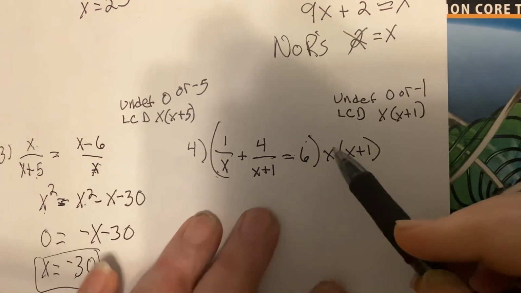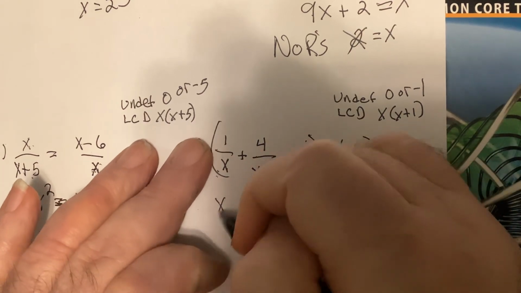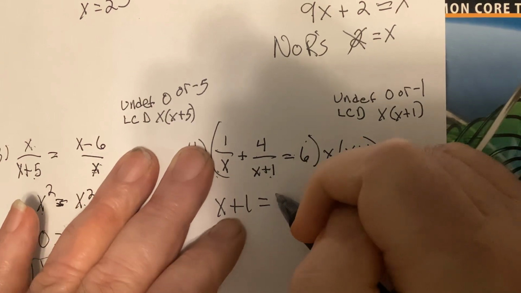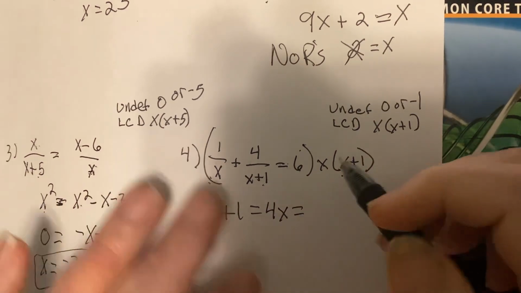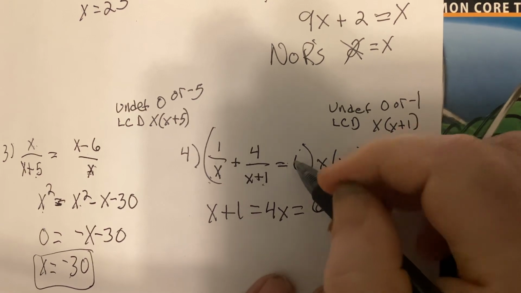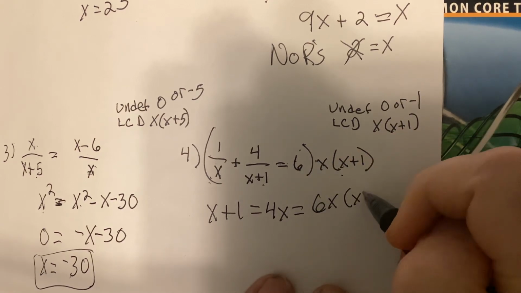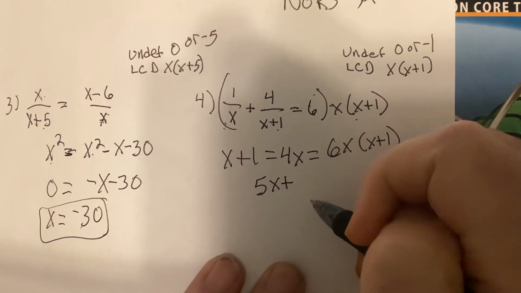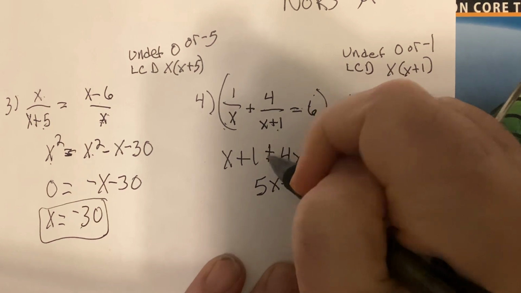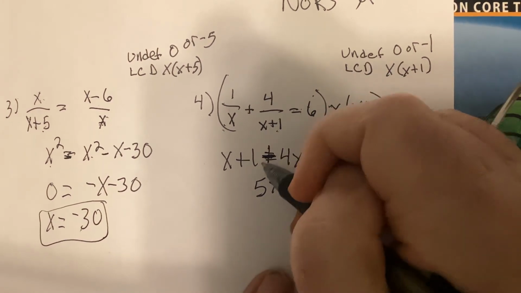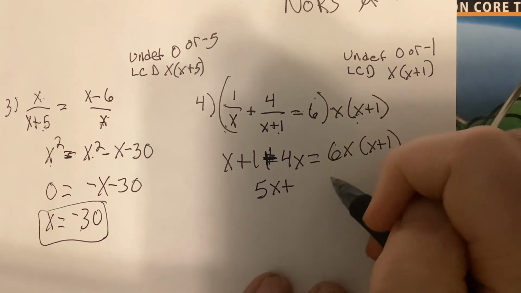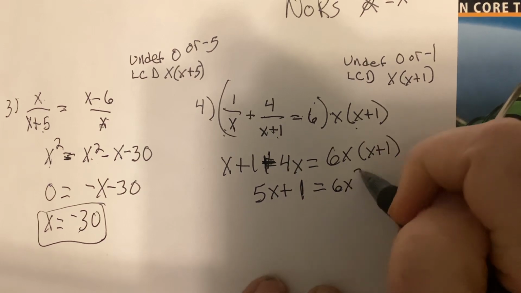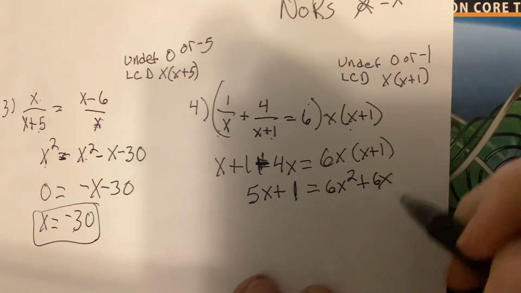So the x cancels, so you'd have x plus 1 times 1. The x plus 1's cancel, so you'd have 4 times x. And here you would have 6x, 6 times x plus 1. So this would be 5x plus 1. Oh, here I made a little boo-boo. I put equals. Should be plus. Sorry. And this would be 6x squared plus 6x.